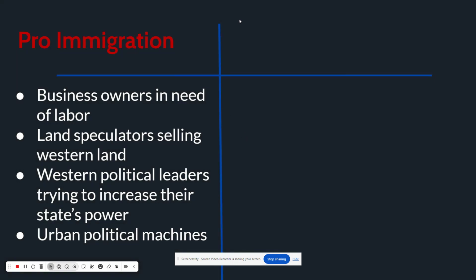So here we have advocates both in favor of immigration and against immigration. Business owners in need of labor were mainly in favor of immigration because they're the workers that they would hire. Land speculators as well, who are selling land in the old Northwest Territory, Ohio, Michigan, who are selling land out in the West, also were in favor of pro-immigrant and pro-immigration policies because they're the people they would sell land to. And those people living in the West who are trying to gain votes.